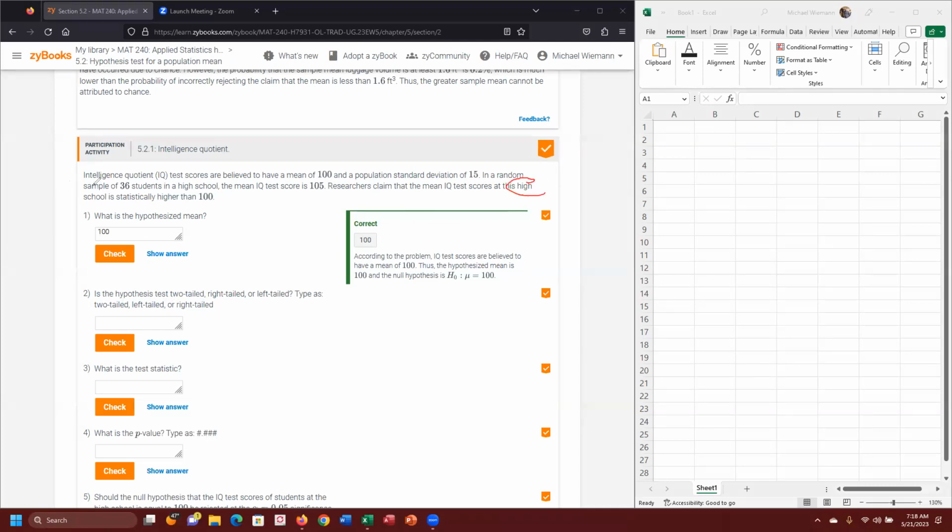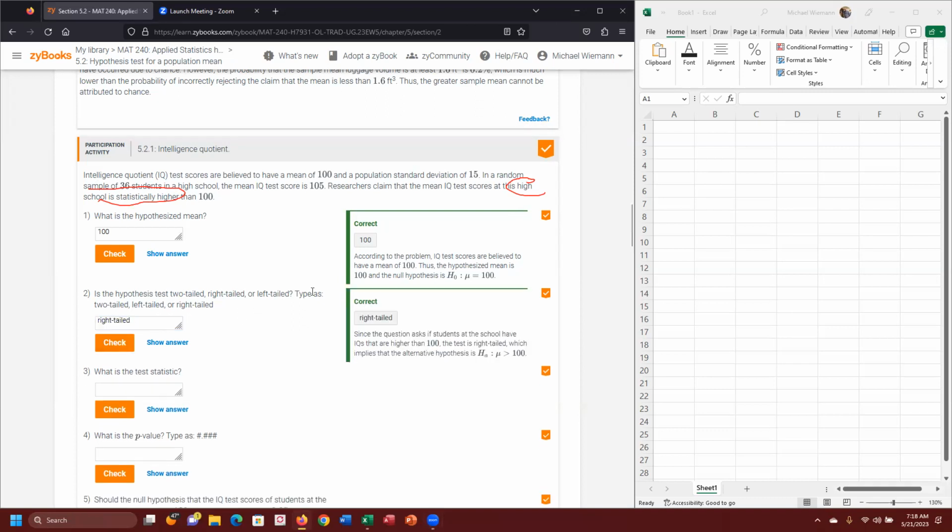If you look at the context of the problem, it says statistically higher. That statistically higher is going to tell me that it is a right-tailed test in this instance. So I'm going to type in the word right-tailed as instructed there, check it, and we've got our correct answer. Now I'm going to clear my markings here.